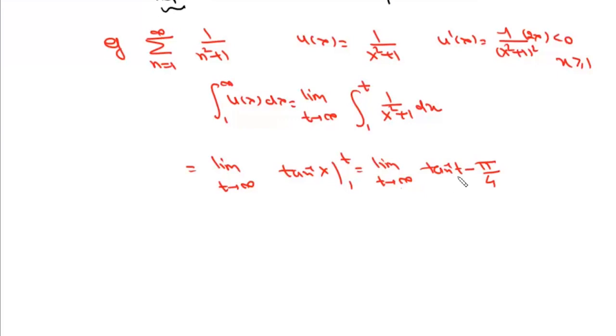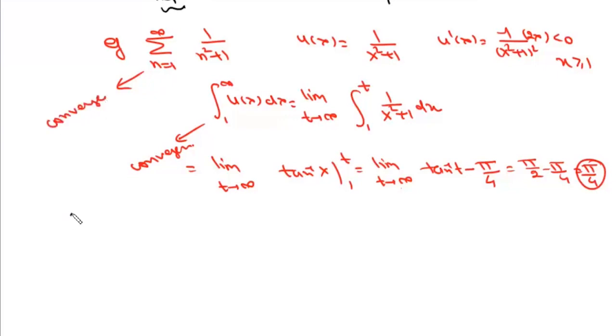Now if you put t as infinite, tan inverse infinite is pi by 2. So it will be pi by 2 minus pi by 4, which is simply pi by 4, which is a finite value. That means this integral is convergent. So this corresponding series will also converge.